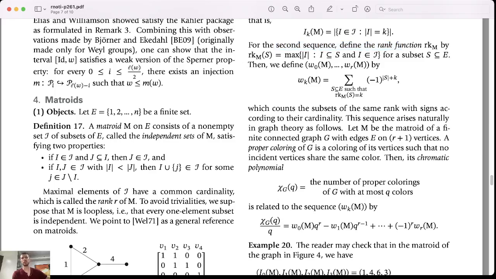For the second sequence, we first define the rank function. Rank M of S equals the maximum of the cardinality of I such that I is a subset of S and I is in the collection of independent sets, for S a subset of E.